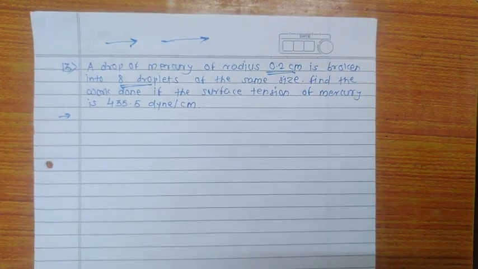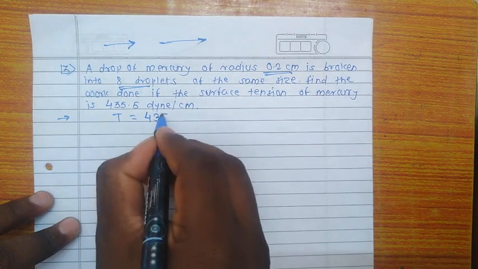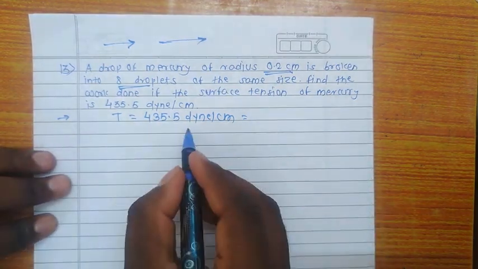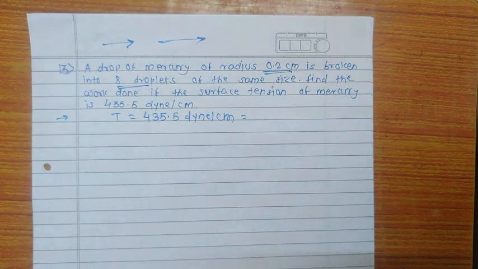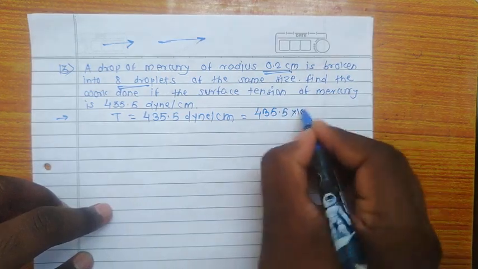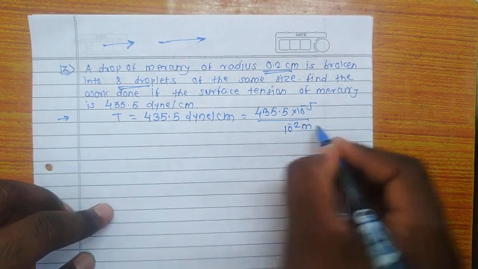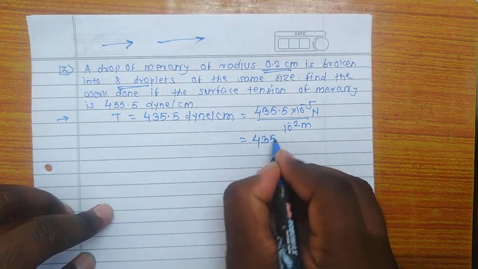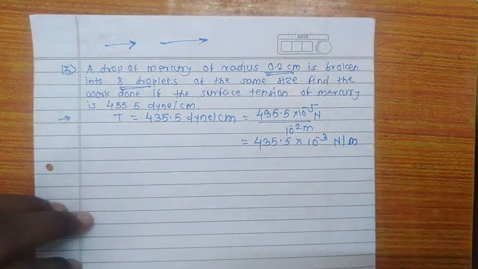So first of all we will write the given quantities. First of all, the surface tension is given, 435.5 dyne per centimeter, which will be equal to, see here, 1 dyne is equal to how many Newton? 10 raised to minus 5. Okay, so it will become 435.5 into 10 raised to minus 5. 1 centimeter is equal to 10 raised to minus 2 meter. So surface tension आ जाएगा 435.5 into 10 raised to minus 3 Newton per meter. So this is the surface tension.